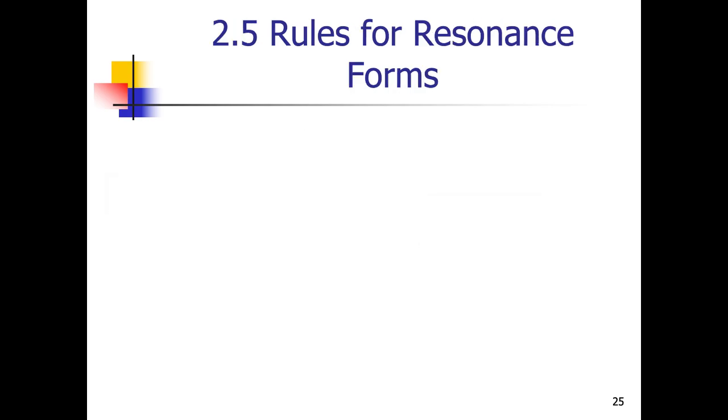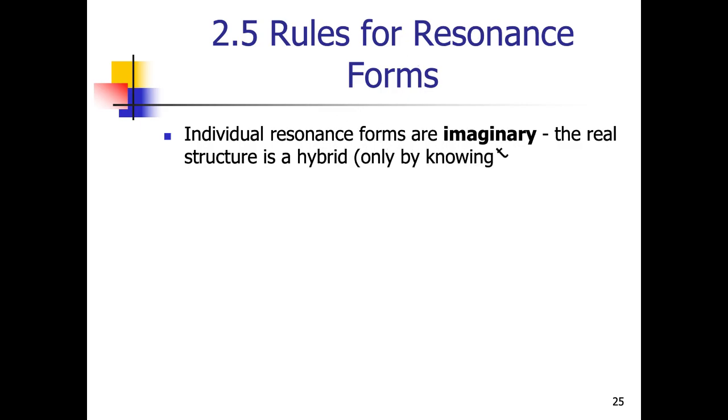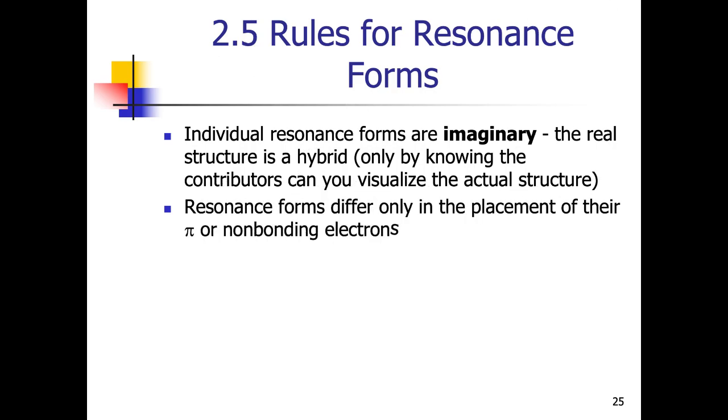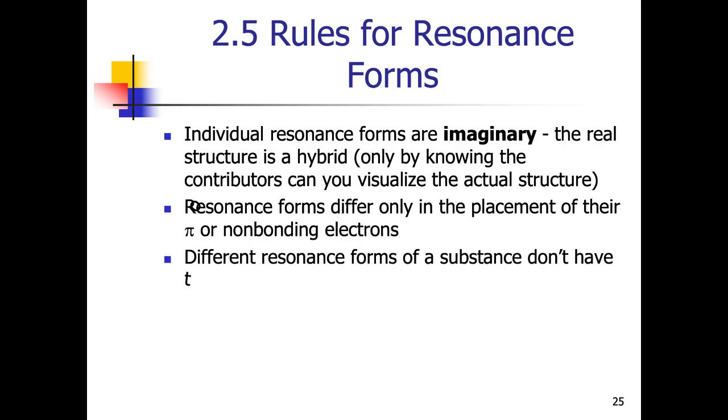Rules for resonance forms. Individual resonance forms are imaginary, the real structure is a hybrid. Only by knowing the contributors can you visualize the actual structure. Resonance forms differ only in the placement of their pi or non-bonding electrons. Different resonance forms of a substance don't have to be equivalent.